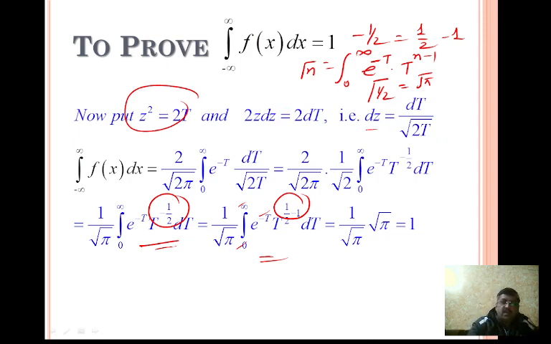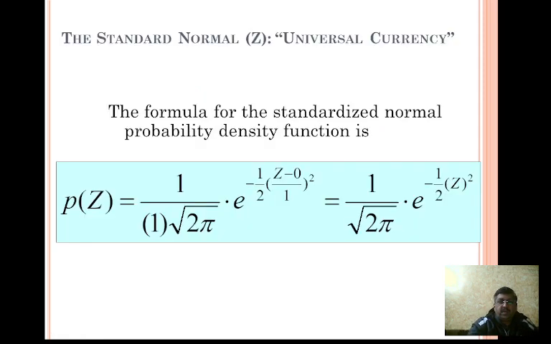With this you can see that we have successfully proved that the integration from minus infinity to plus infinity of f of x dx equals 1, which shows that the sum of all the probabilities will be equal to 1, and it is a very important property of the normal distribution.